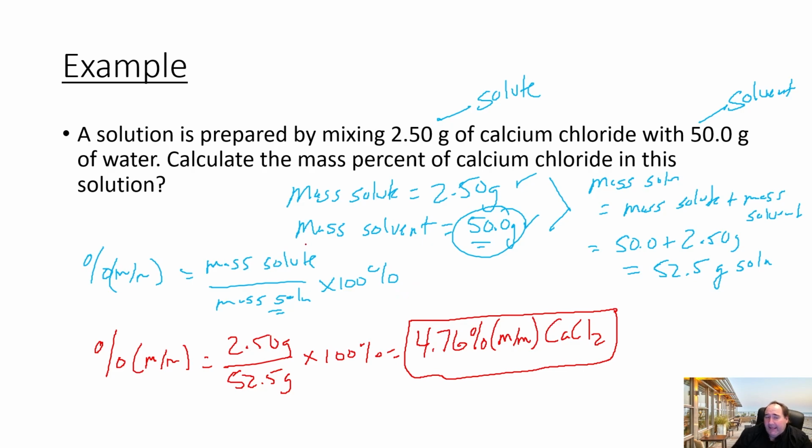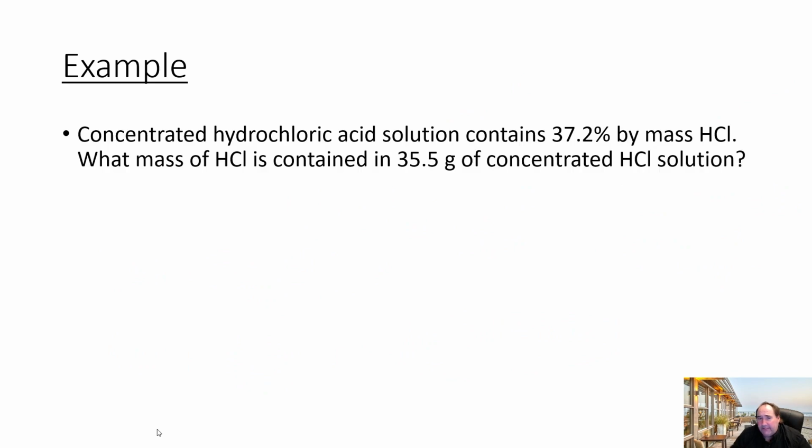Hopefully not. Again, most important, we want to make sure that we use our actual solution, not just a solvent. All right, let's try another one here and see how we do. Let's do a concentrated hydrochloric acid solution that contains 37.2% by mass hydrochloric acid. What mass of hydrochloric acid is contained in 35.5 grams of that concentrated hydrochloric acid solution?